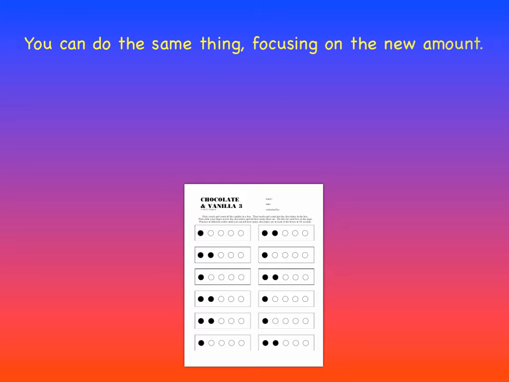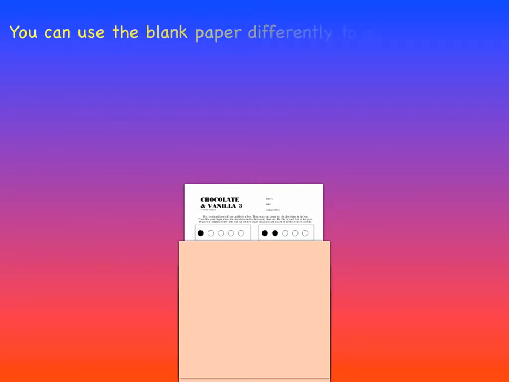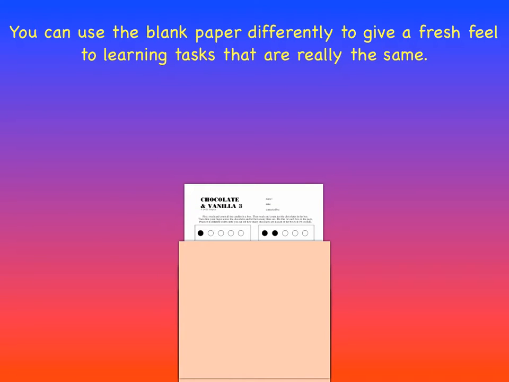You can do the same thing, focusing on the new amount. Touch a box with 2 chocolates in it. Can you find another box with 2 in it? Touch all the boxes that have 2. You can use the blank paper differently to give a fresh feel to learning tasks that are really the same.